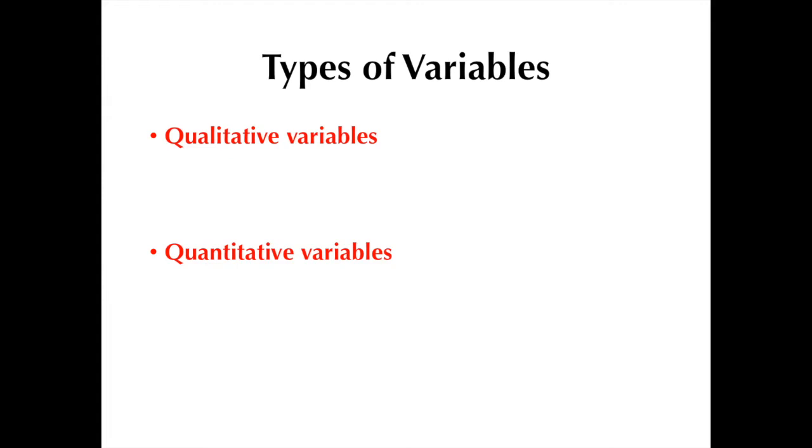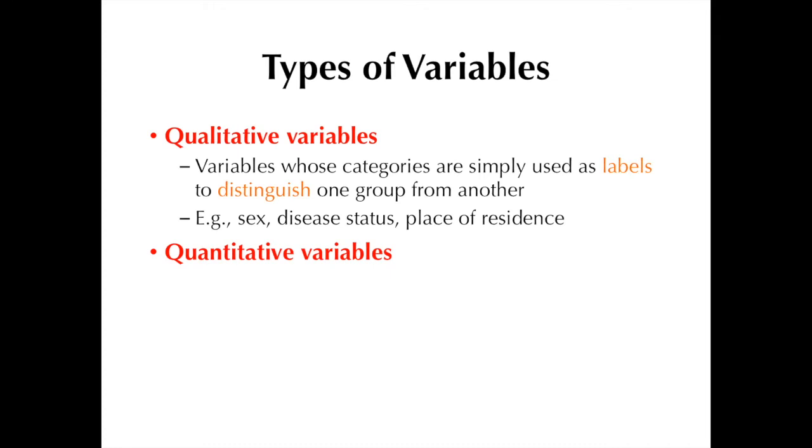Now, variables can either be qualitative or quantitative. Now, qualitative variables are variables whose categories are simply used as labels to distinguish one group from another. So we have here as examples sex, which is either male or female, disease status, like does a particular individual have disease or not. Now, place of residence could also be another example. One could use city names as categories.